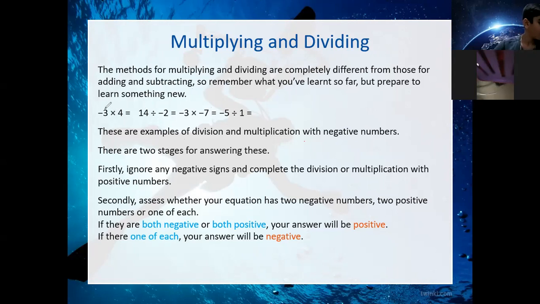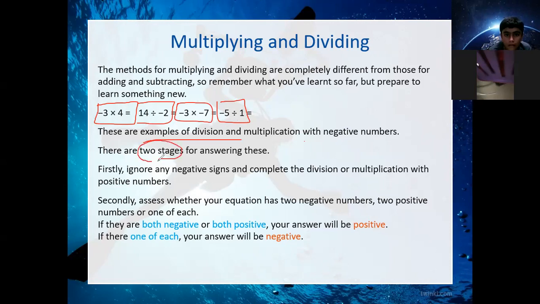Okay. Look at this. This is a question. For example, -3 times 4. Or another question, 14 divided by -2. Or another question, -3 times -7. Or another question, -5 divided by 1. Can you see how I'm reading it? These are examples of division and multiplication with negative numbers.